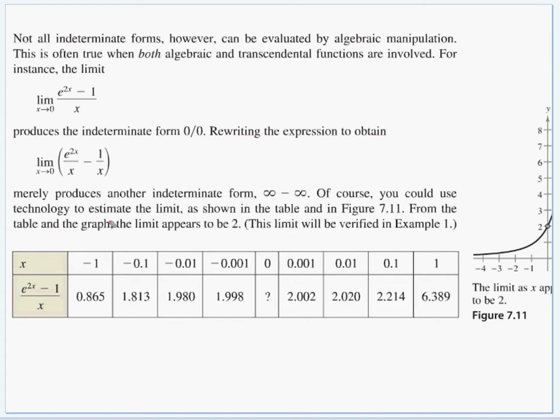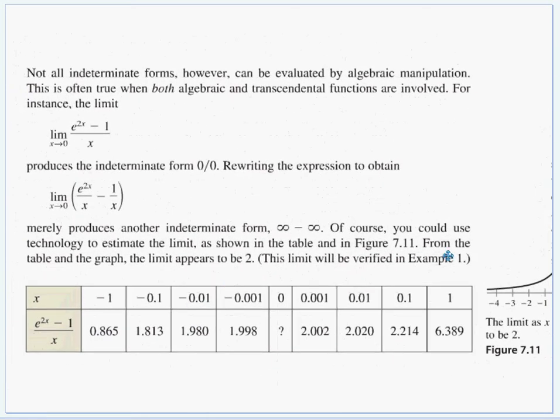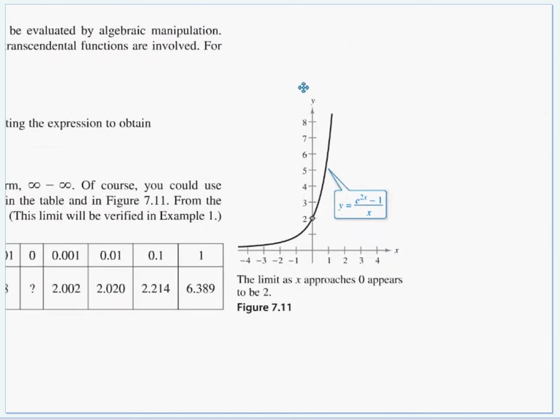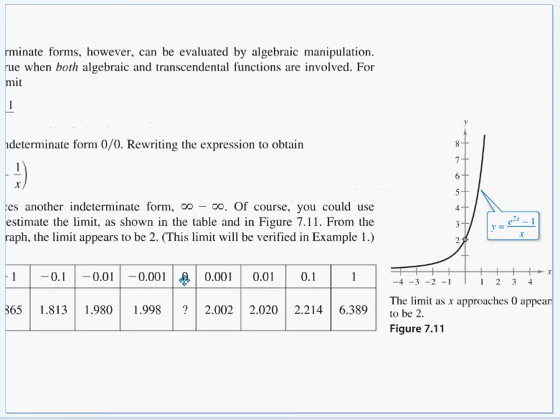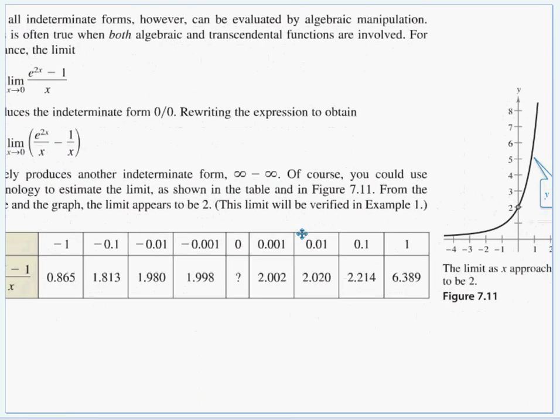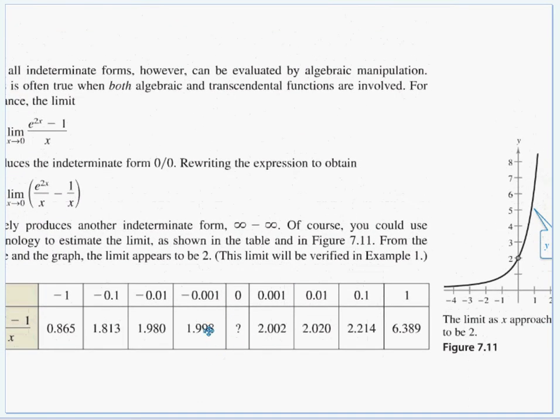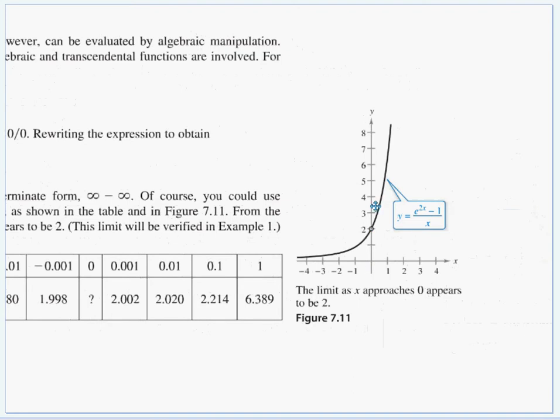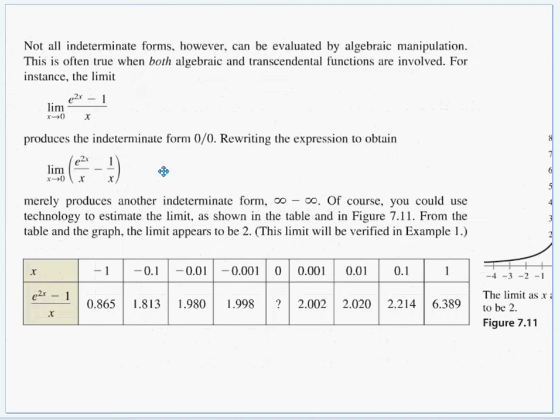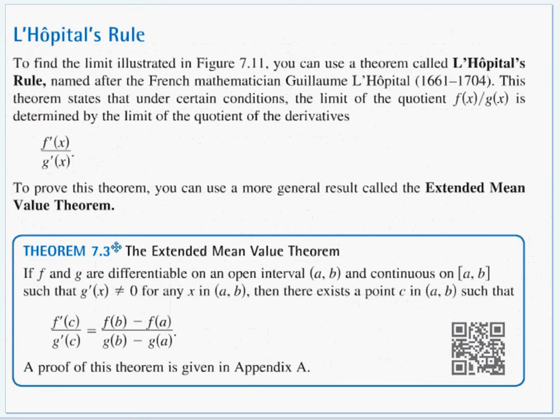Of course, we could use technology to estimate the limit as shown in the table down here below. We could plug that into our TI-89 or from the graph over here. This limit, we will see it verified in example 1. But if we look at the table here, it looks like what goes right in between there, it looks like it's going to be 2. Also on the y-axis, there's our graph, but it's got a hole in it right there at 2. I'm suspicious that the answer is going to be 2.